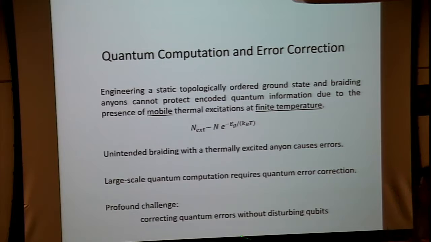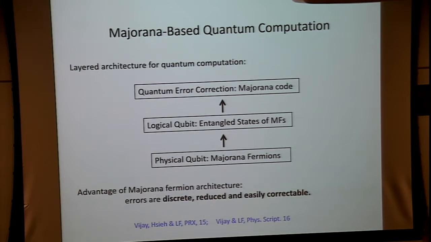In fact, if we only have a single qubit, there's no way to simultaneously correct all types of errors, because the moment you measure whether the qubit is in 0 or 1, you project it to a definite state. You lose the quantum coherence. That's the profound challenge: we need to correct errors without actually disturbing the qubit itself. So the scheme that the quantum information community came up with is to encode information not in a single physical qubit, but in an entangled state of many physical qubits. In other words, we build a logical qubit out of many physical qubits. And on top of that, the idea is that errors in the logical qubits can be corrected.